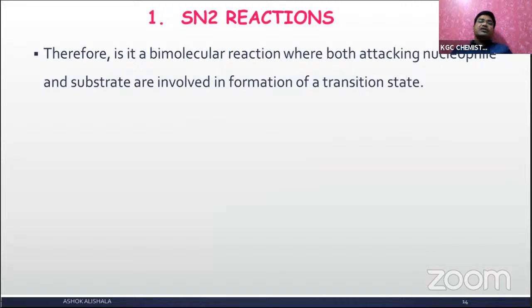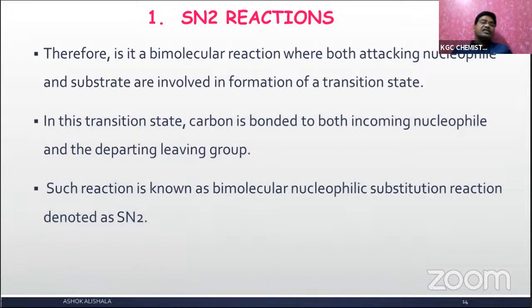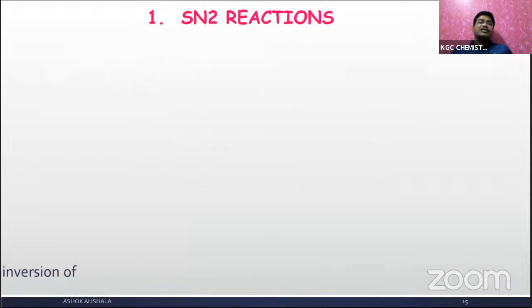Therefore, it is a bimolecular reaction where both the attacking nucleophile and substrate are involved in the formation of the transition state. In this transition state, carbon is bonded to both the incoming nucleophile and the departing leaving group. Such a reaction is known as bimolecular nucleophilic substitution reaction, denoted as SN2. Let us see this one.